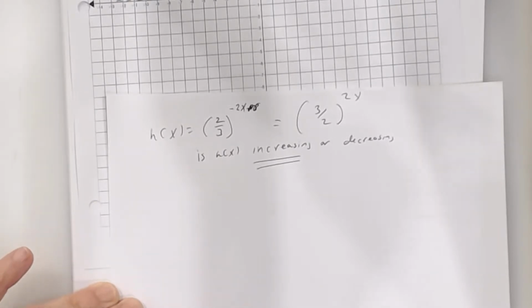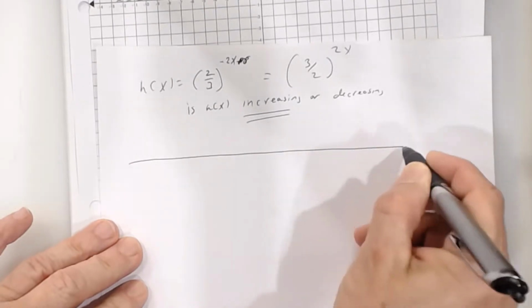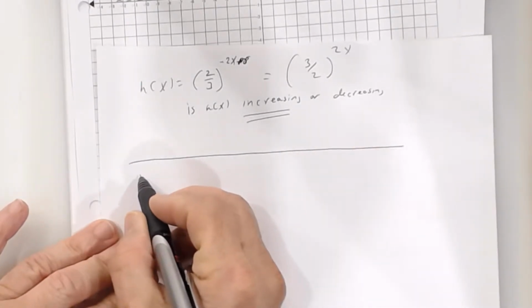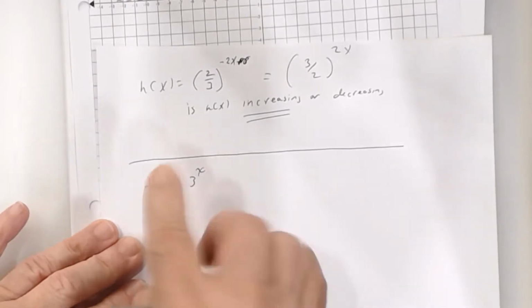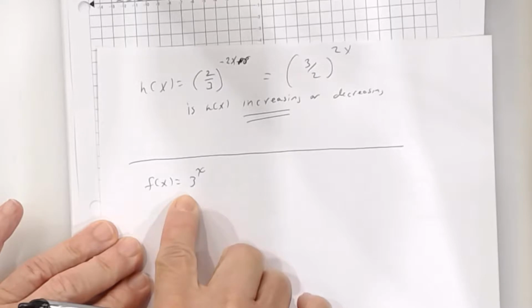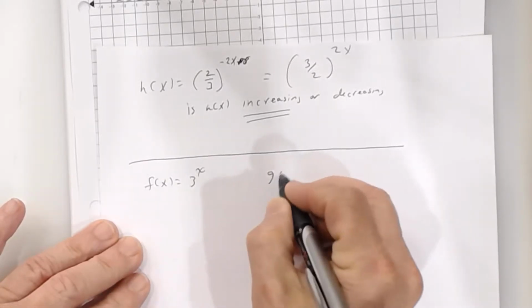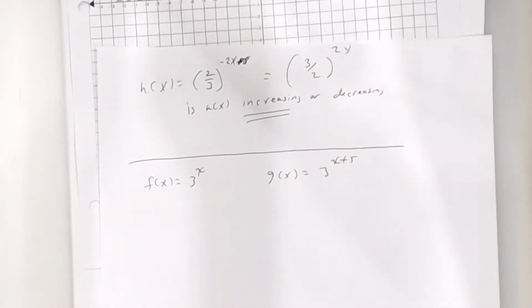All right? Okay, now, let's look at this one. Let's go ahead and graph f of x, and I think we may have already done this one, but we'll do it again, graphing 3 to the x power. And then let's graph this one, 3 to the x plus 5. Notice that x plus 5 is in the exponent.